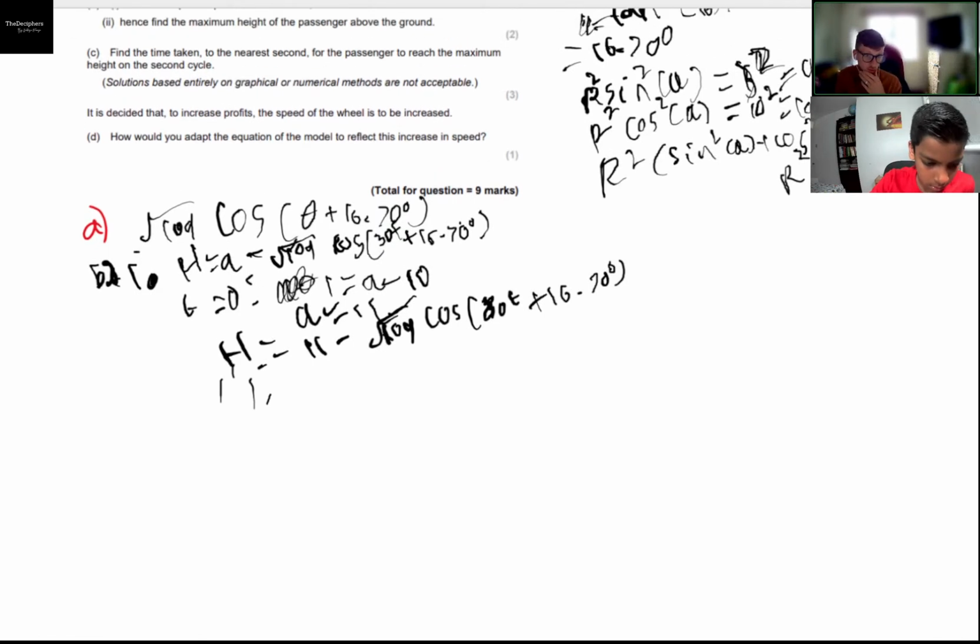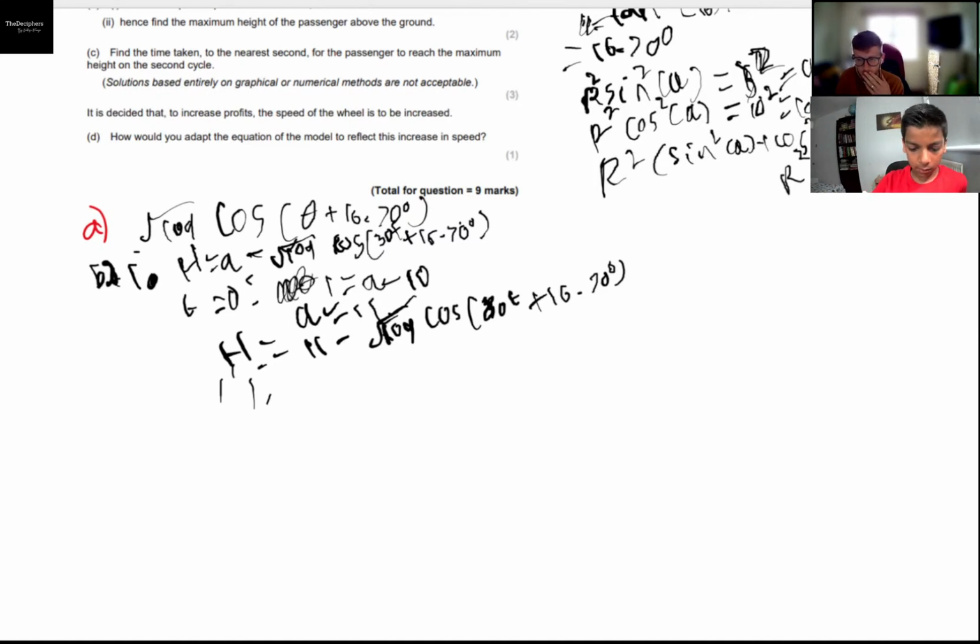So we could use differentiation, because differentiation helps us find maximums and minimums, but it's only worth 1 mark. So that's a lot of effort for 1 mark. Our harmonic form, what we've just done, should be able to tell us the maximum height just by looking at it. So we already know that the maximum value of cos of anything, whether it's t or 2t or 2t plus 60 degrees, it's always 1.